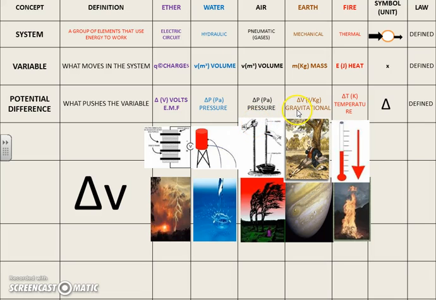There is gravitational potential, what pushes the masses, what pushes the apple to fall down the tree. We call it gravitational potential. And what pushes the heat is called temperature. So temperature is not the same as heat. Temperature is potential difference. So we identify the potential difference with the letter delta. And it's also defined. We have to accept this if we want to learn science, if we want to learn physics. We have to accept these words as principles.